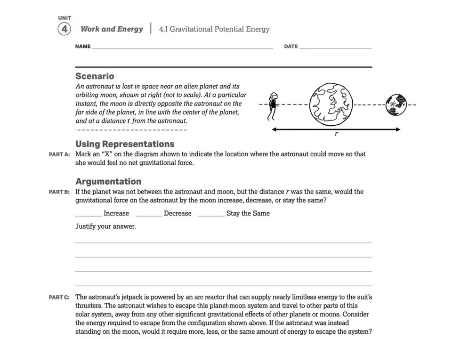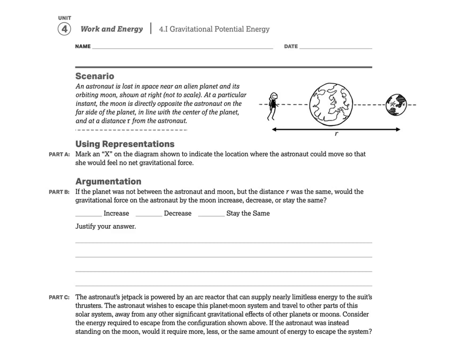Hey physics friends, let's take a look at this workbook page about gravitational potential energy. It starts off pretty simple. It asks us where the gravitational force this astronaut will experience will end up being zero.